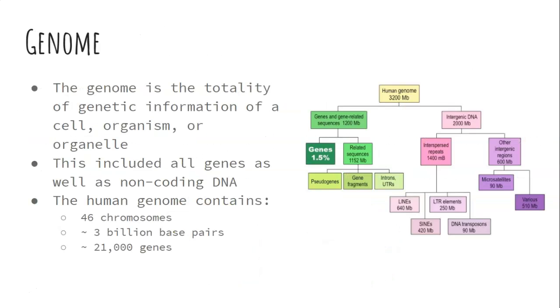So moving out of that and moving back into kind of just a vocab area, we're talking about genomes. A genome is just all of your genetic information of a cell, an organism, or an organelle. It's just all of the bits that you need to know. So this is all genes, all non-coding DNA, everything that you can see in this picture on the right. It's like literally everything you would ever want to know. If we're talking humans, our genome contains 46 chromosomes, about 3 billion base pairs, and about 21,000 genes.